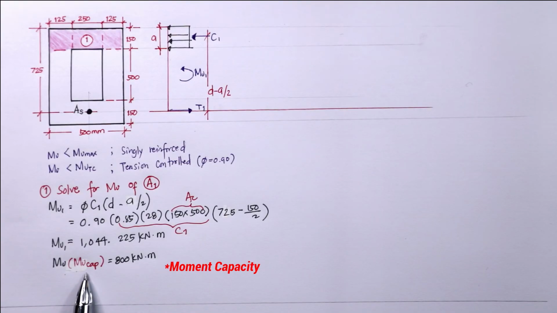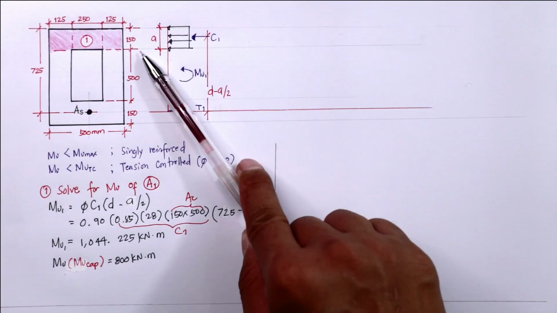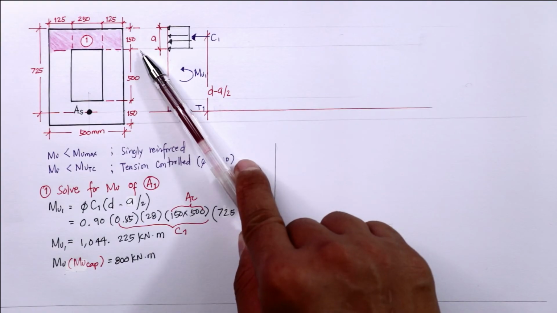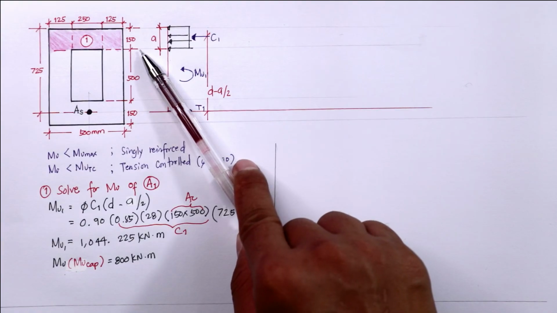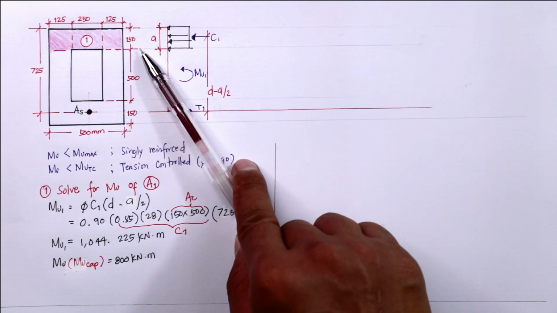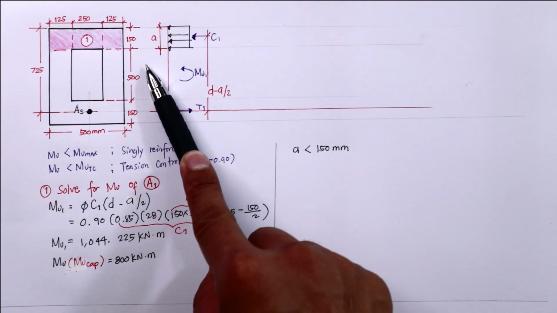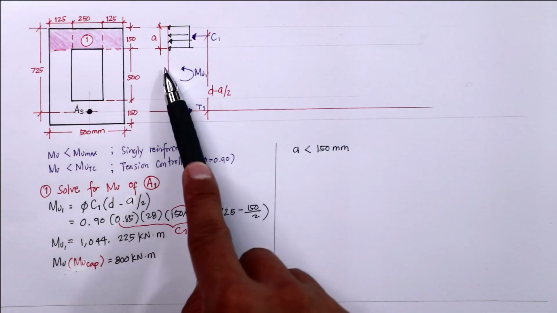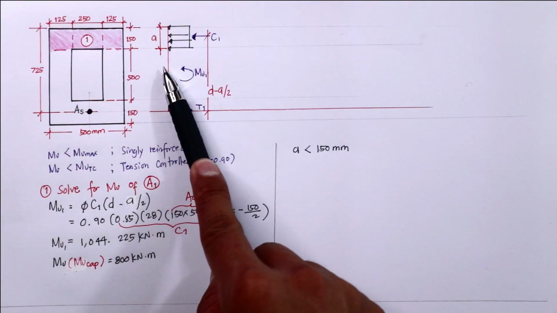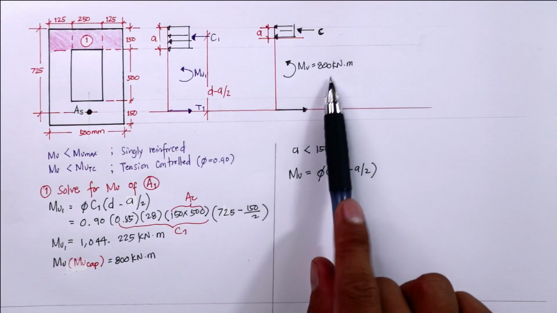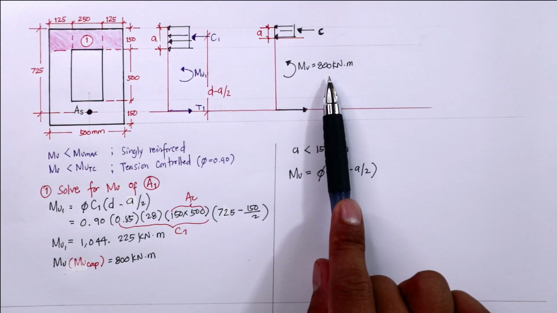Minsan, dinedesignate din siya as MU cap, since this is the value of moment na kailangan i-carry ng ating beam. Going back to this figure, since ang moment na kayang i-carry ng area 1 is 1044.225 kN meter, pero ang kailangan na i-carry ng beam natin is 800 kN meter, it means na yung actual value ng A is less than 150 mm. Ibang senaryo naman ang mangyayari sa solution kung yung moment capacity exceeds the value of MU1. Dito na sa part na to papasok yung magiging depth ng actual A. Ito na yung correct stress diagram for the moment capacity of 800 kN meter.